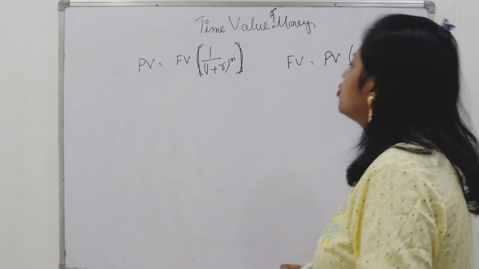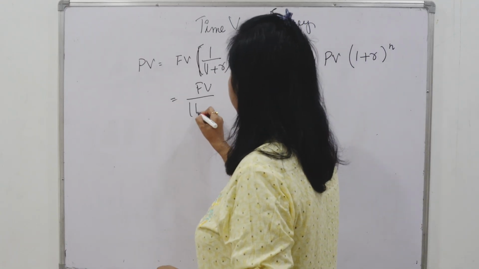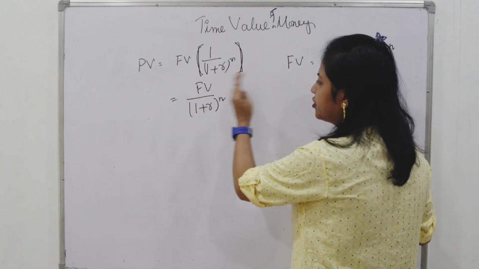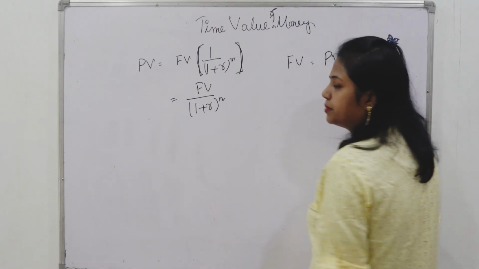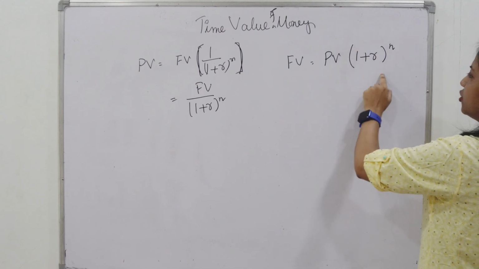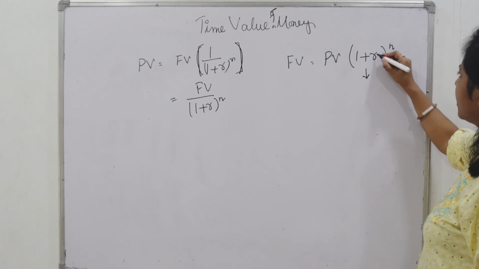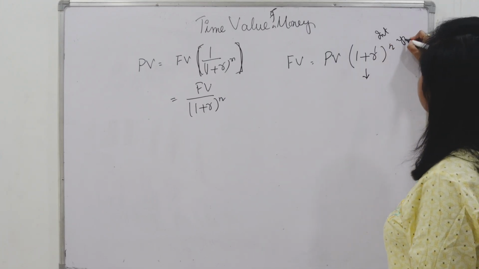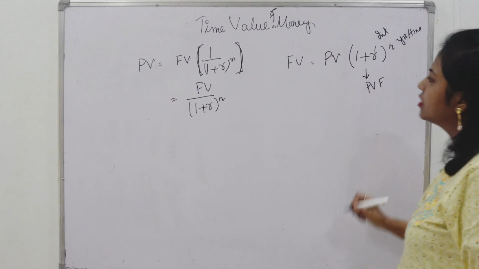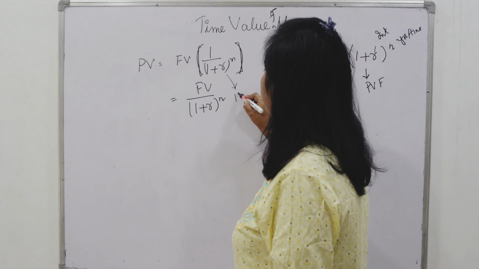Okay friends, so what we are doing here, we are trying to write it this way, the future value divided by (1 plus r) to the power n. So we are trying to discount the values of money that we will receive in future to get the present value, and here we are compounding the present value with some factor in order to know what is the future value. Here r means the interest and n is the years or the time.